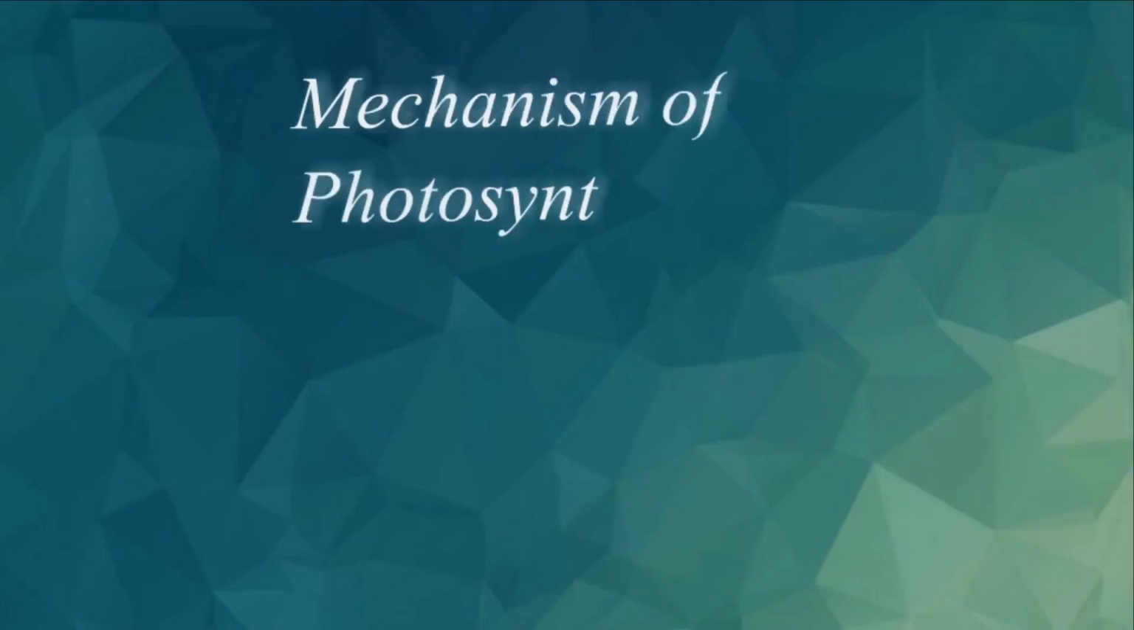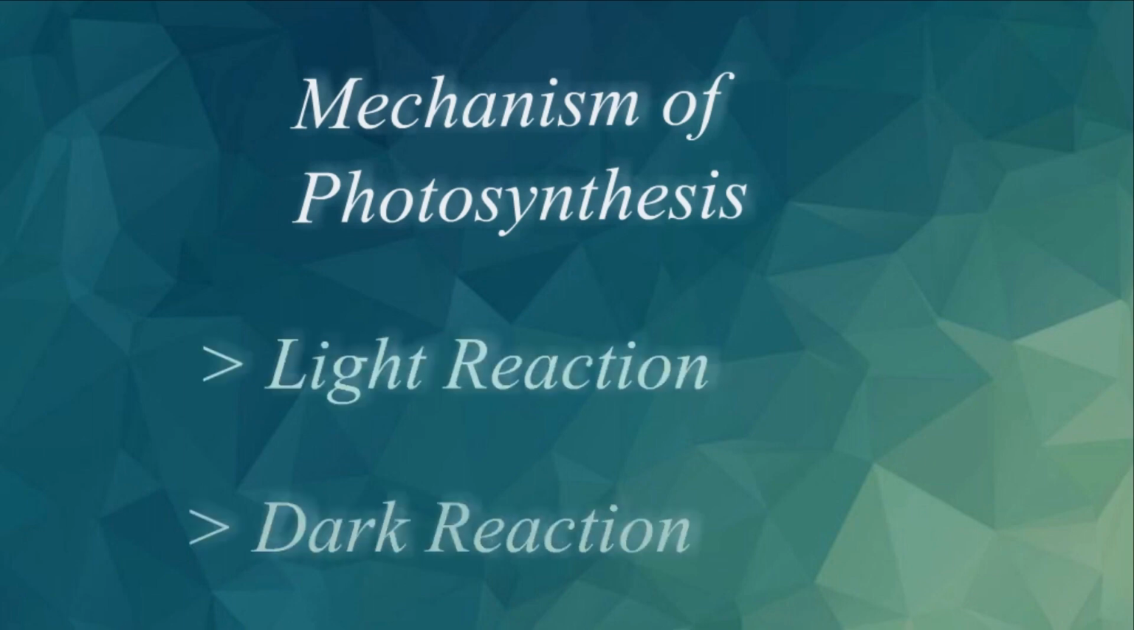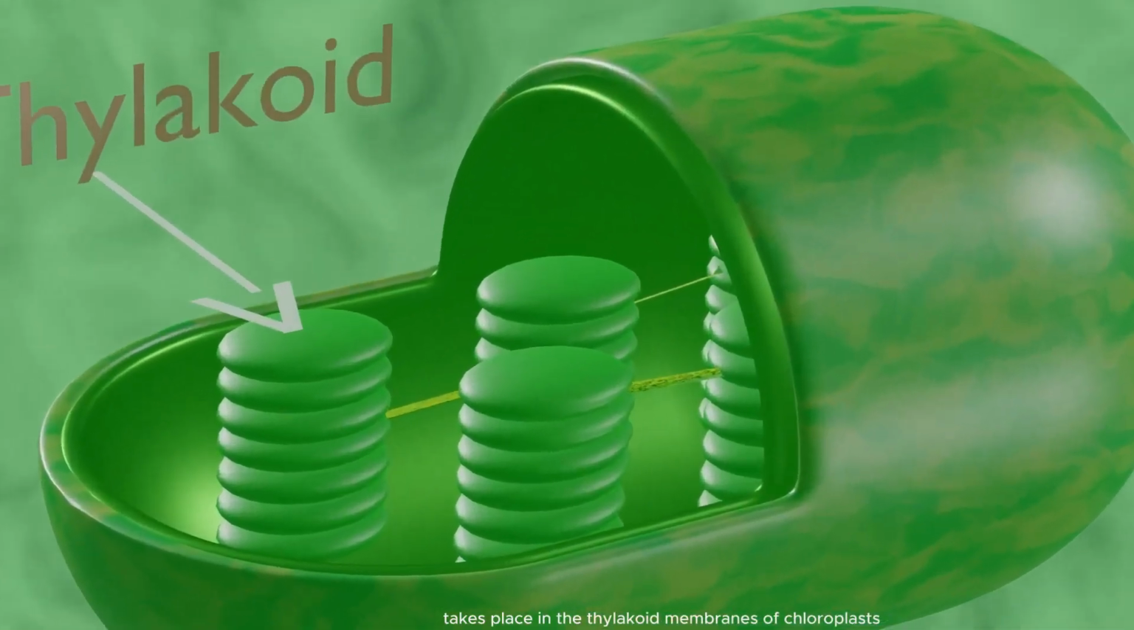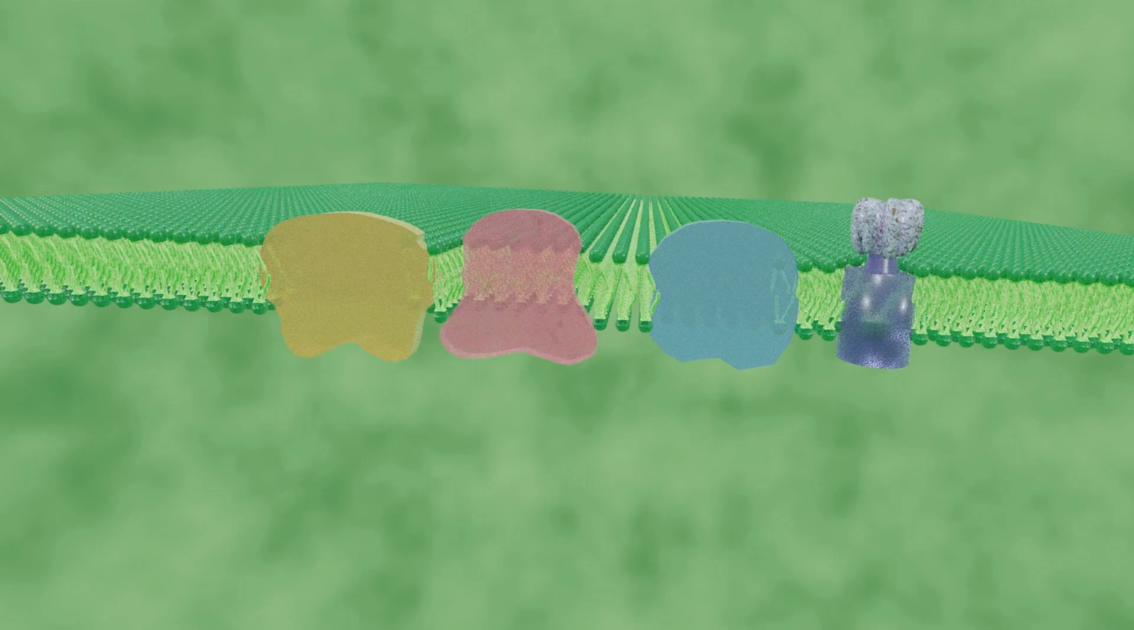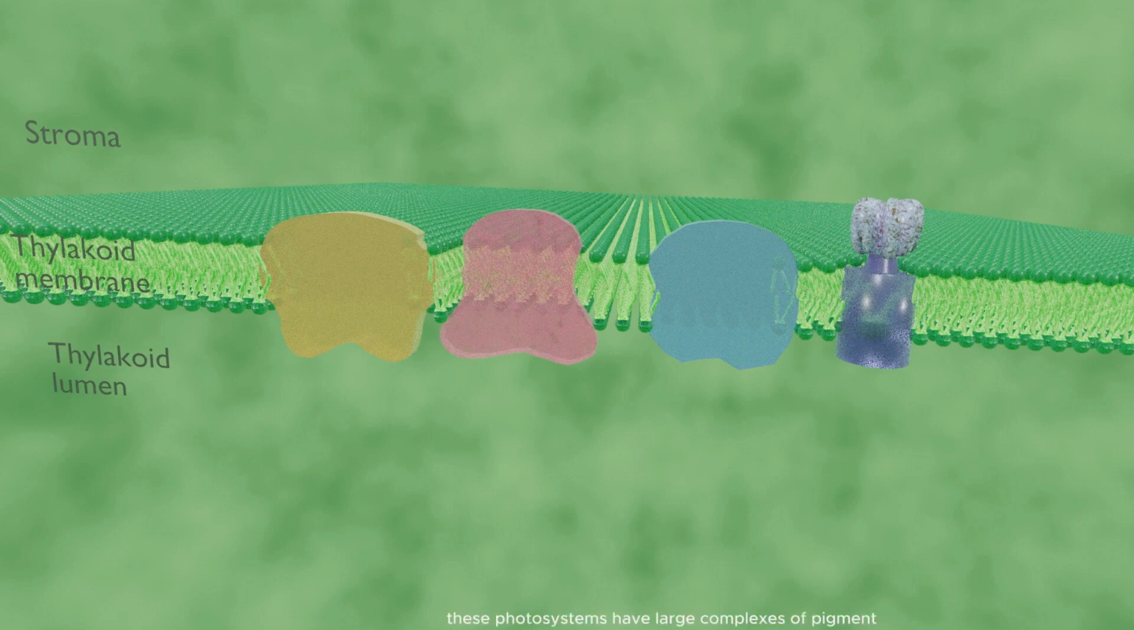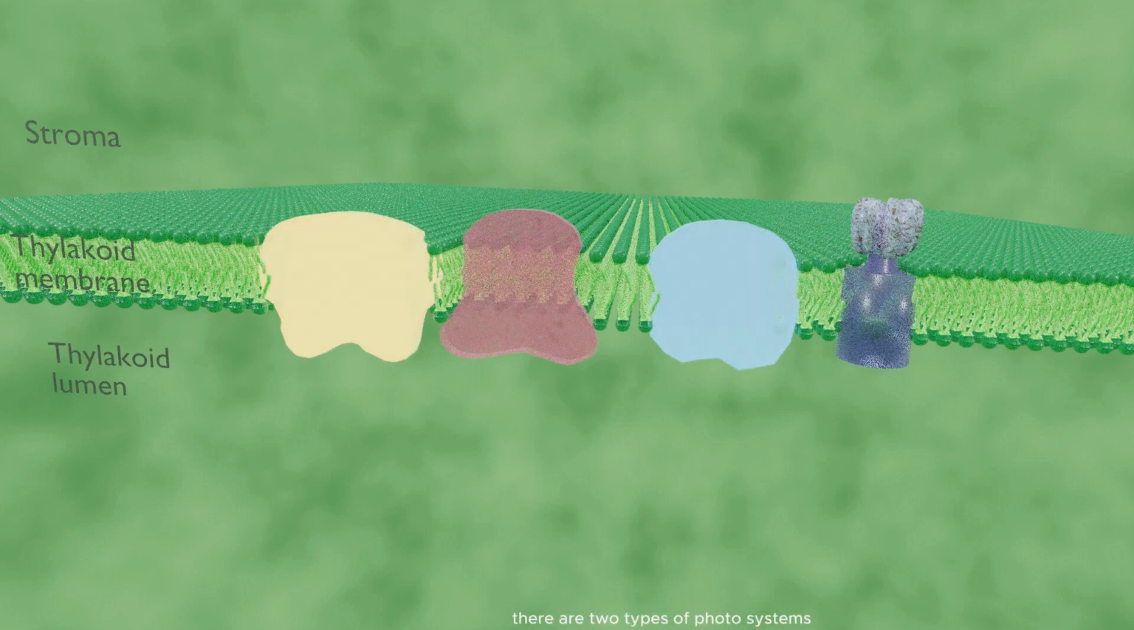Mechanism of photosynthesis. Photosynthesis occurs in two phases: light reaction and dark reaction. Mechanism of light reaction. The light-dependent reaction takes place in the thylakoid membranes of chloroplasts. The grana, membrane-bound sac-like structures present inside the thylakoid, function by gathering light and are called photosystems. These photosystems have large complexes of pigment and protein molecules present within the plant cells, which play the primary role during the process of light reactions of photosynthesis. There are two types of photosystems, photosystem 1 and photosystem 2.